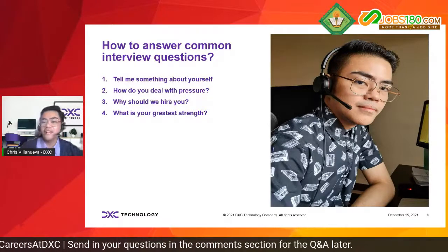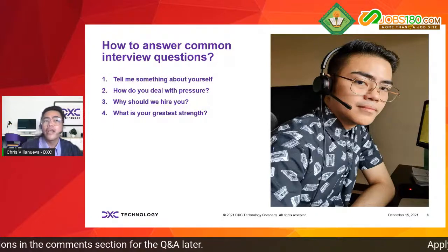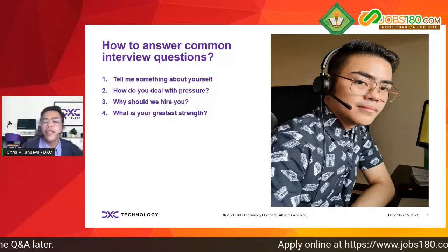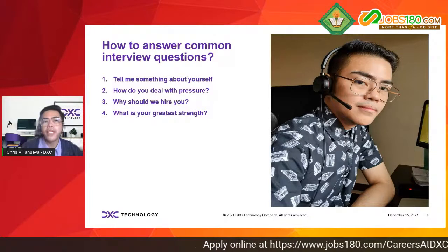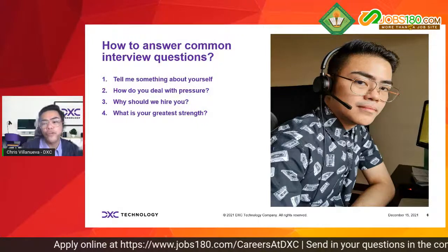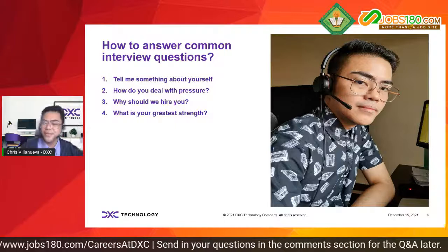And then remember to show rather than to tell. So if you can recall a particular situation or scenario, then you can use that scenario to make sure that the interviewer has a clear picture of your greatest strength. So you can definitely tell a story.